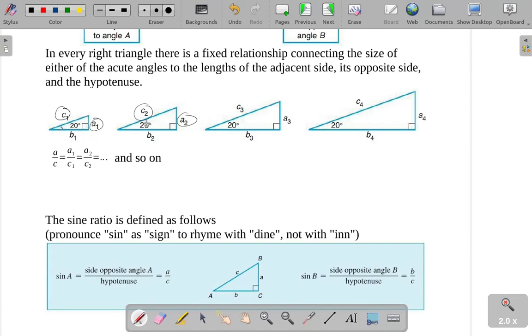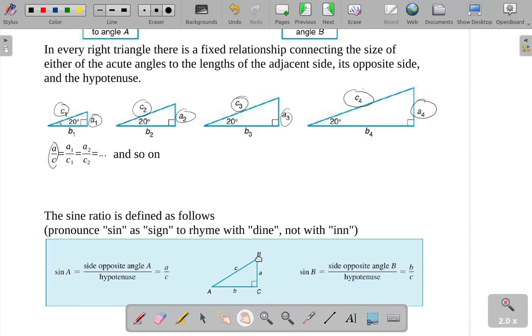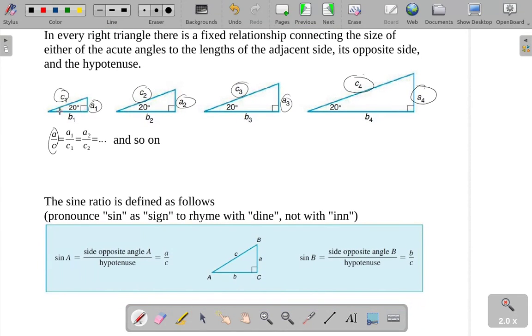If it's a little bit bigger, as long as it's still a 20-degree angle there, then A2 over C2, A3 over C3, A4 over C4, all of those are the same ratio. It's the same value. As long as I take this number divided by that number, it's going to give me the same ratio. So in general, this would be A over C. But we actually have a specialized name when we're talking about the leg that's opposite our angle divided by the hypotenuse.